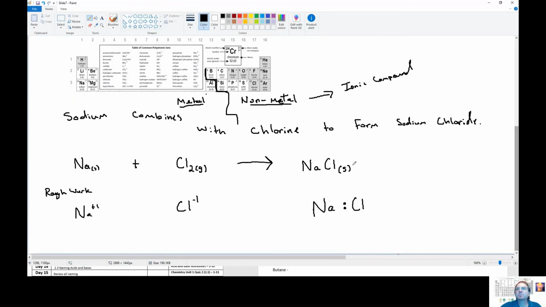This also explains the properties of this ionic compound, explains why it's a solid, so it becomes very stable. So ionic compounds become very stable. They form what's called an ionic bond.